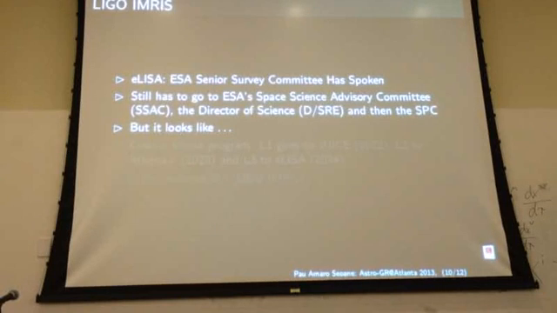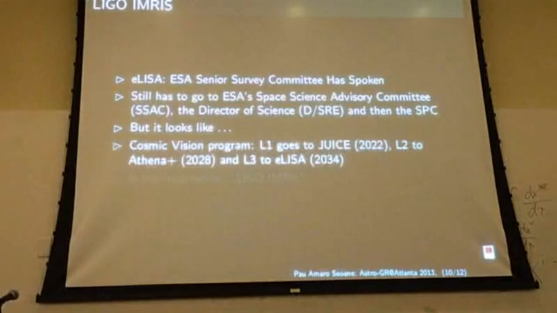When will that happen? We know that in the Cosmic Vision, well, this is for sure, L1 has gone to JUICE, 2022. L2 to Athena Plus, which has a tentative launching date of 2028, L3 to eLISA, 2034. I mean, this is just a recommendation, but the decision is going to be made, I think, next month or something like that. And they've never not gone with the recommendations before.